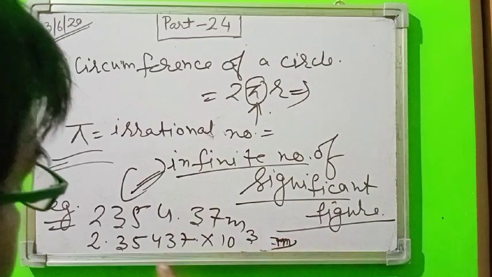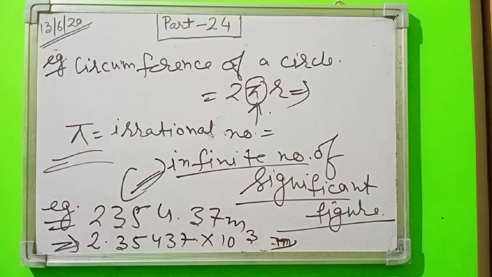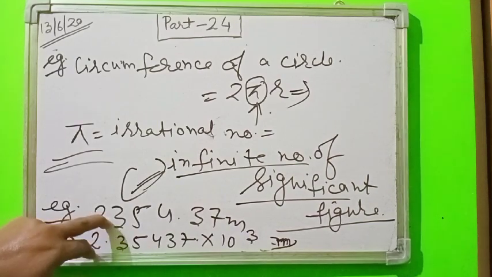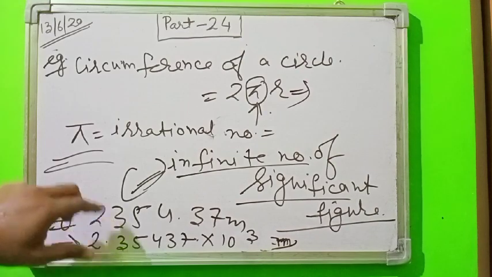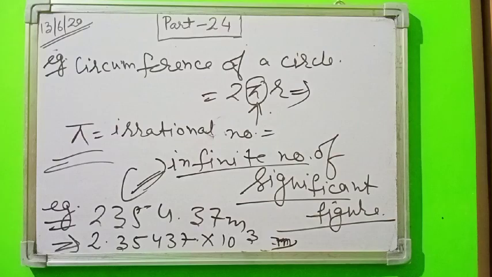It is customary to write this way, and this scientific notation consists of as many significant figures as there are in the measured quantity. Suppose here there are 1, 2, 3, 4, 5, 6 significant figures. So in writing the scientific notation, we also have to give 1, 2, 3, 4, 5, 6, six significant figures.